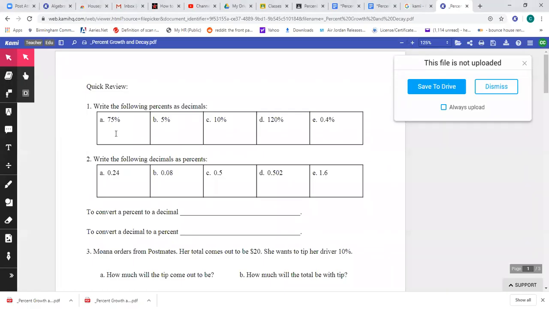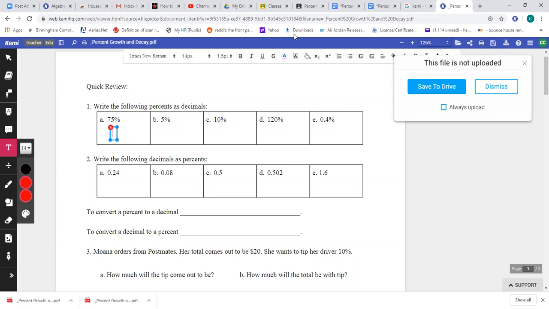So the top is really just a simple, quick review of how to do converting percents to a decimal.